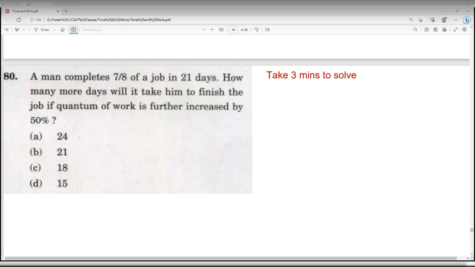The time is up. Please select the options that you've got. Majority is for option D. Nobody has selected option C. We'll see how to solve this.